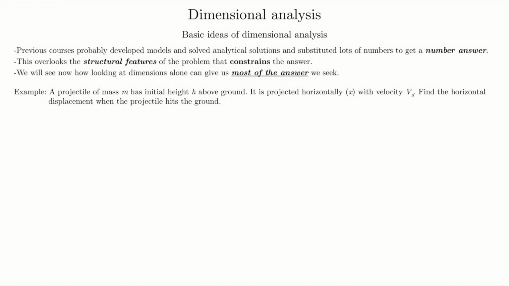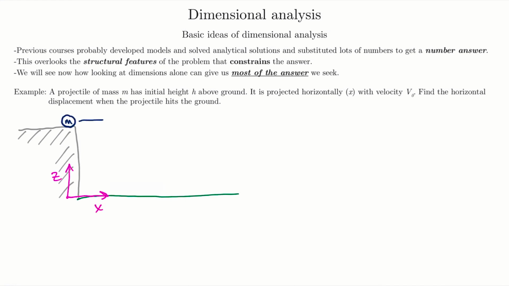So we've got here an example. I'll sketch out a little figure here. A projectile of mass m has an initial height h above the ground. It's projected horizontally in the x direction with a velocity v naught, and we need to find the horizontal displacement when the projectile hits the ground. Okay, so I'll sketch this out.